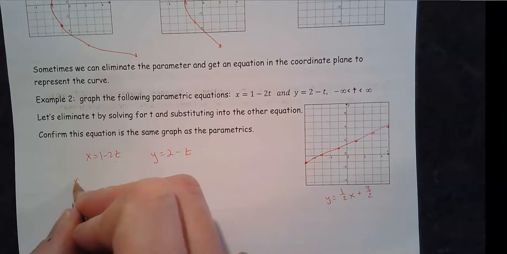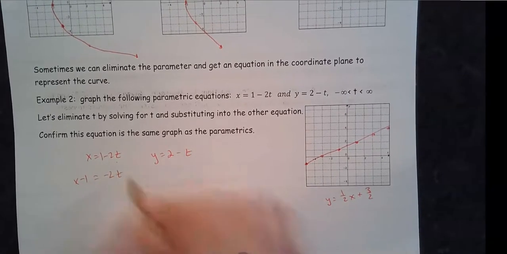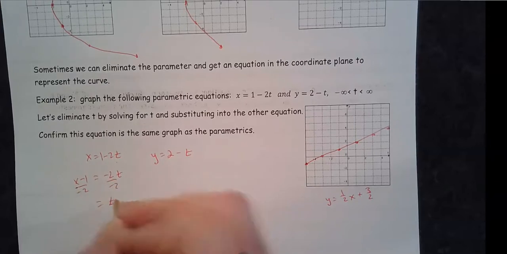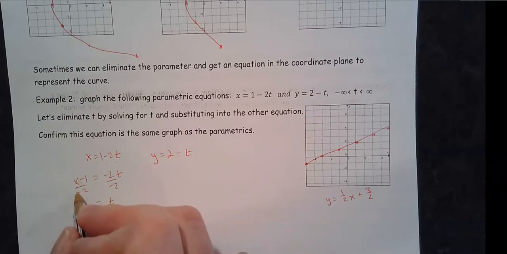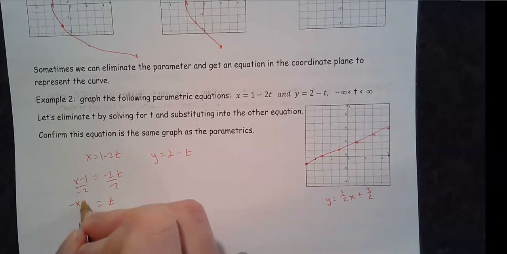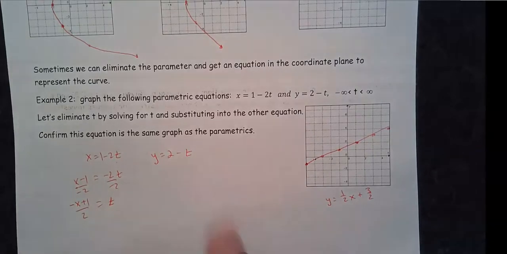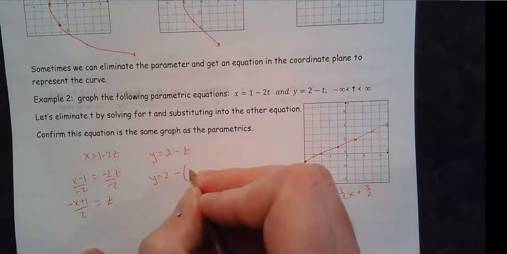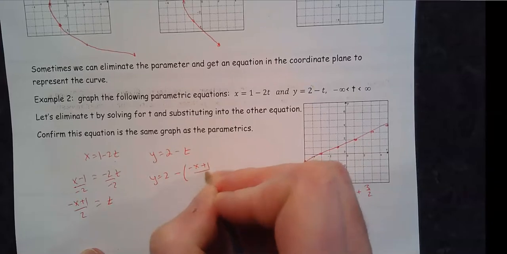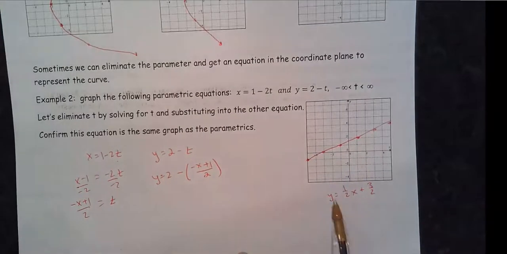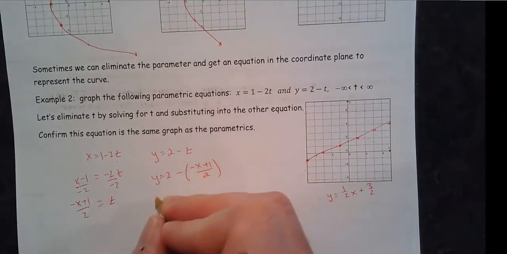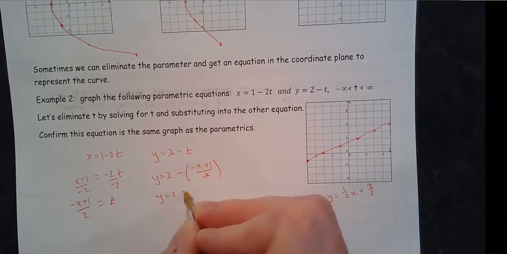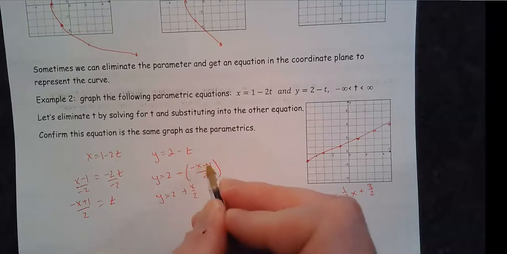On this one, if I subtract the 1 over, and then divide by -2, t would equal, so that I don't have a negative on the bottom, -x plus 1 over 2. I'm going to plug that in over here. So y equals 2 minus, in parentheses, -x plus 1 over 2. If I distribute this out, it's 2, and minus -x, so it'd be plus x over 2, and then minus 1 over 2.